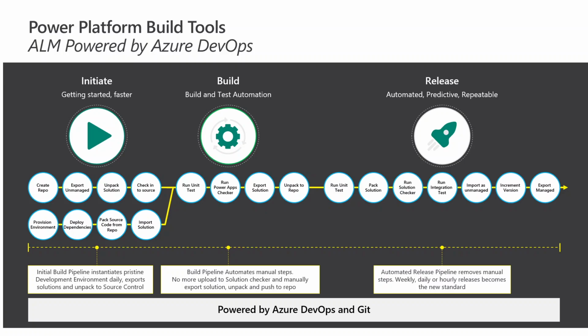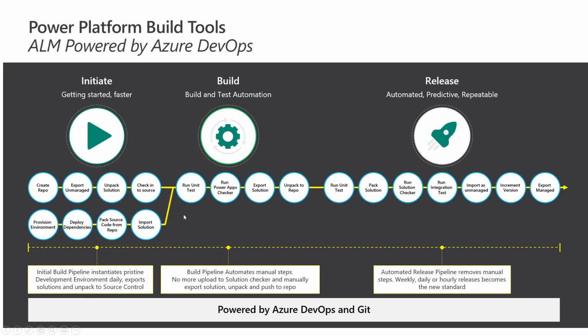So what you can do is create these workflows in GitHub or in Azure DevOps pipelines that will do this sort of stuff. It can create an environment, it can deploy dependencies, it can do all of this kind of stuff. So you build these pristine development environments daily, create them daily with the latest versions of these particular solutions.